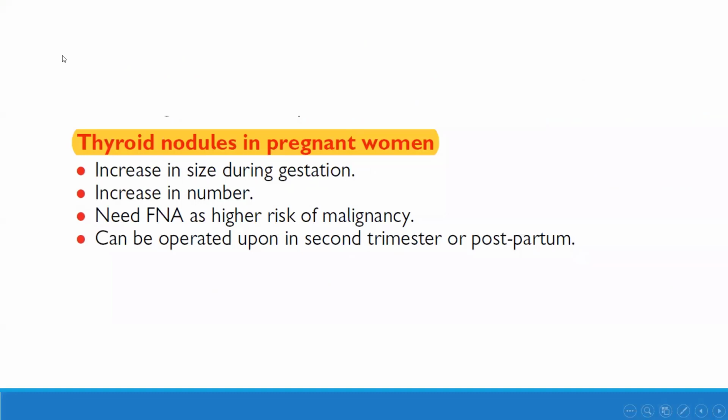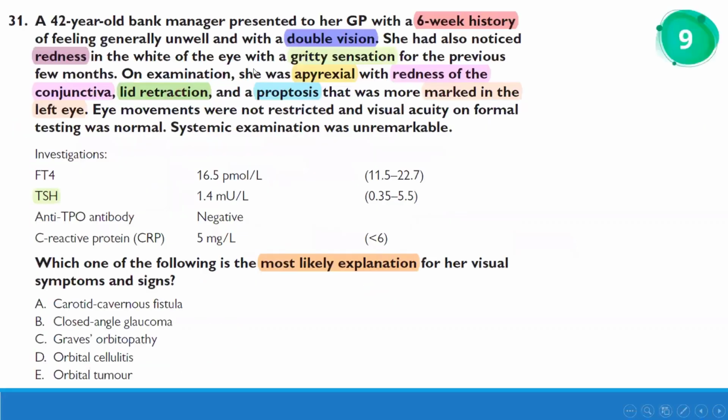And this is actually thyroid nodule in pregnant females, increasing in size during gestation, increasing the number needed for aspiration biopsy, or a higher risk of malignancy like the general population. It can be operated upon in the second trimester or postpartum. And actually, this is the last slide in my presentation today.